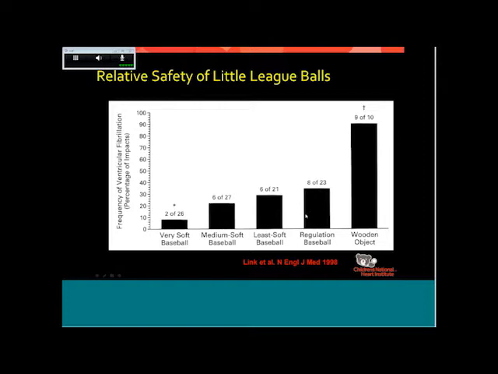Regulation balls are pretty hard. You've never gotten hit anywhere. They hurt. But you have to really soften the ball to the point where the players don't like them, to make a significant impact in the decreased risk of arrhythmia from getting hit in the chest. These medium soft baseballs, like are used in Little League, aren't statistically different than a regulation.